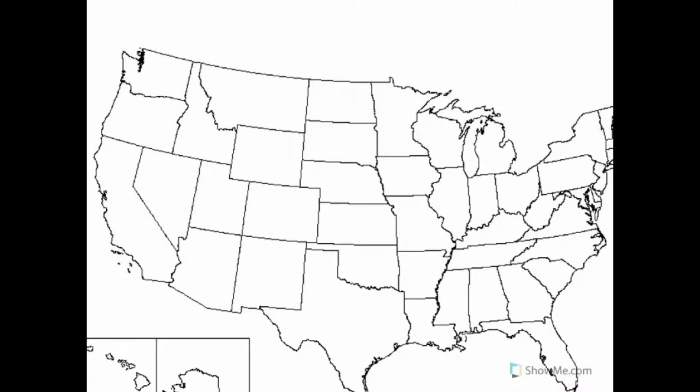Alright, we're going to talk about some United States identification strategies, and we're going to go ahead and get started up here with this state. This state looks like it has a bite taken out of it, just like an apple has a bite taken out of it. So this is the state of Washington, where they actually grow quite a few apples.